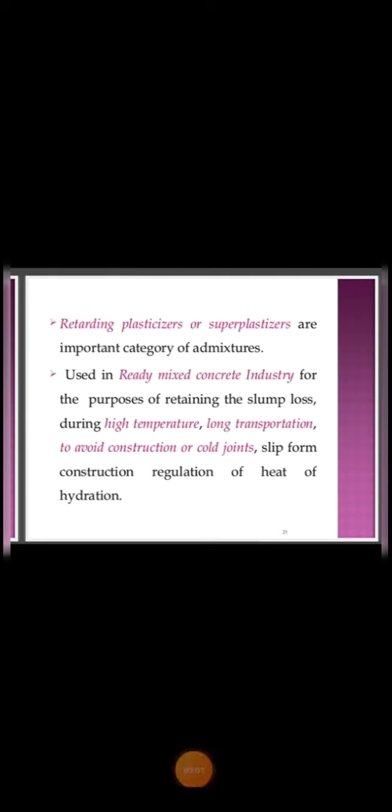Retarding plasticizers or superplasticizers are an important category of admixture. They not only delay the setting of cement but are also efficient plasticizing water reducers. Most commercially available retarders are of this type. Retarding plasticizers are used to give workability retention to the concrete, delay the setting time, and increase initial workability.